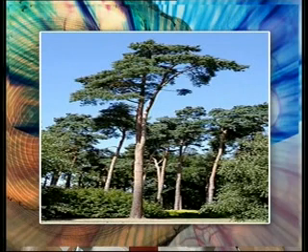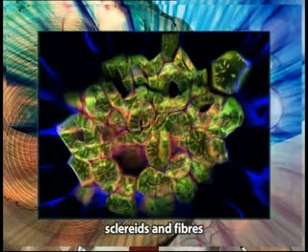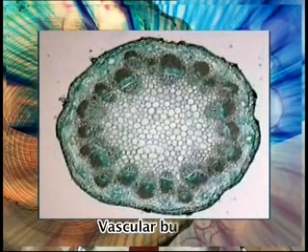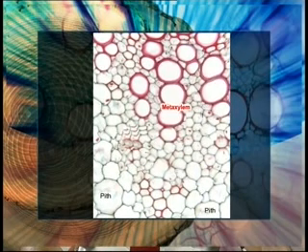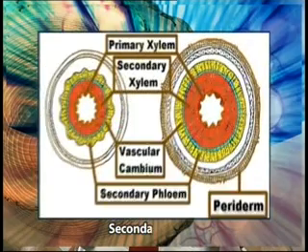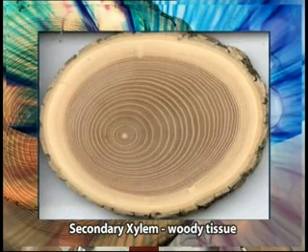Better support for this was achieved by rearrangement of specialized supported tissues, for example, parenchyma, sclereids and fibers, rearrangement of vascular tissues into vascular bundles, and deposition of lignin as a rigid secondary cell wall material in metaxylem and secondary xylem. Secondary xylem forms the woody tissue of shrubs and trees.